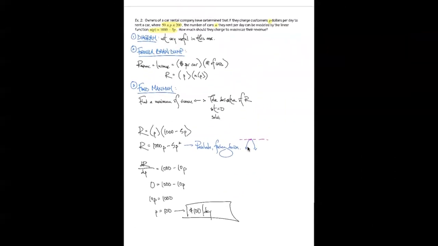And so not everything will be a parabola or a nice linear model, but it is kind of neat to think about how businesses actually figure out price points and things like that.